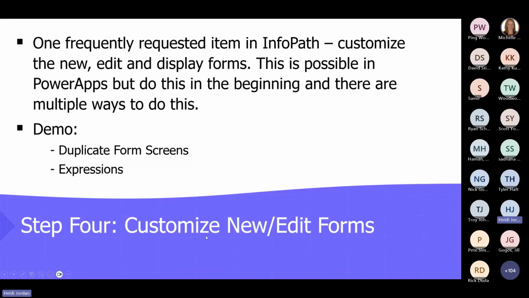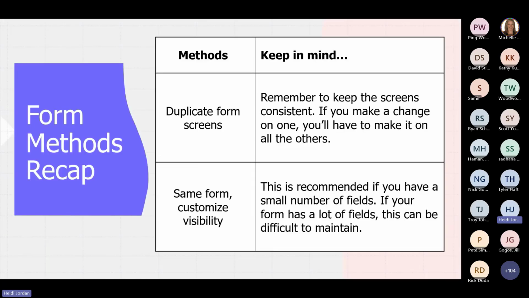I want to recap that. I've got a slide here to recap that. So the 2 different methods that we looked at there were the duplicate form screens. Remember that if you duplicate the form screens, you have 3 screens to maintain. So if you make a change on your new form screen, like a different color or something like that, you have to make that change to your edit screen as well, just to keep your app consistent.